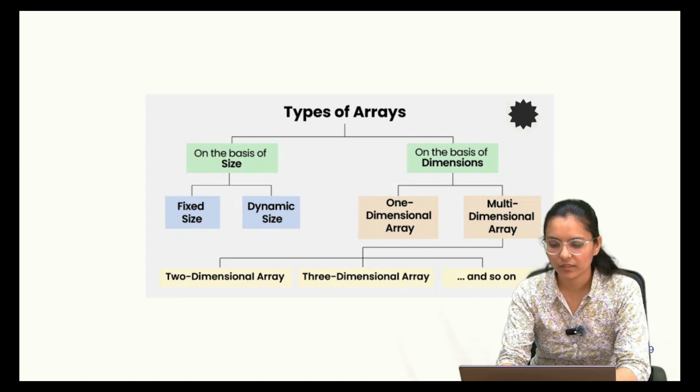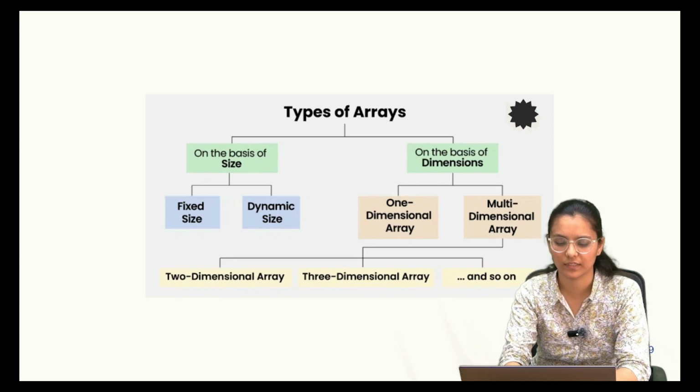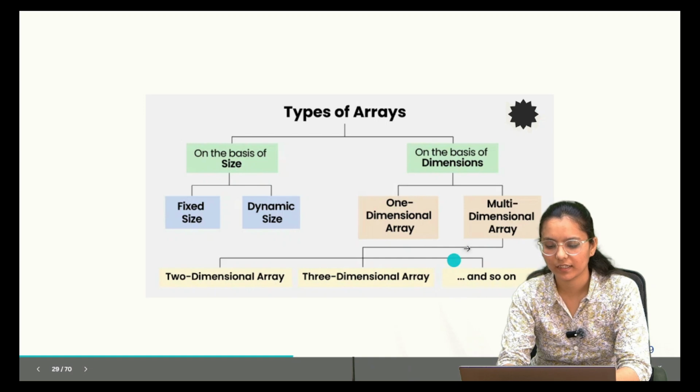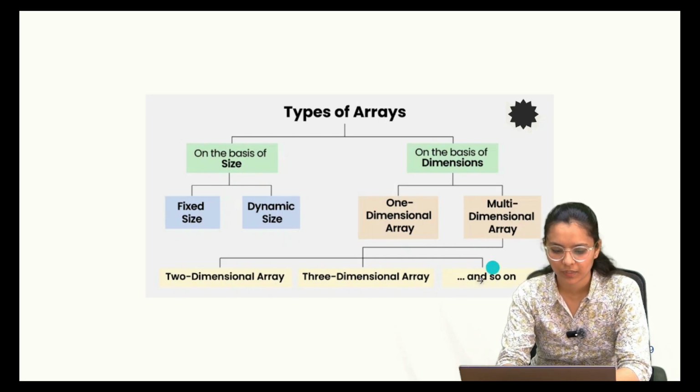The second one is on the basis of the dimension. On the basis of dimension, there are two types: one dimensional array and multi-dimensional array. One dimensional array is the 1D array, and multi-dimensional array includes the 2D array, 3D array, 4D array, and so on, based on the levels. A one dimensional array means a single row of elements, and a multi-dimensional array means arrays inside arrays, like in a table or a cube format, or we can say a matrix format. So it depends on how many levels there are.